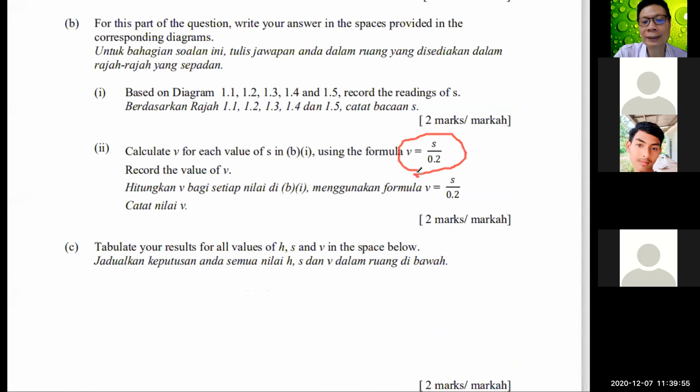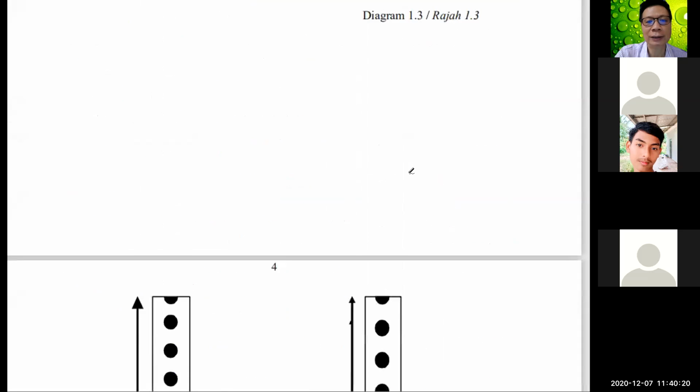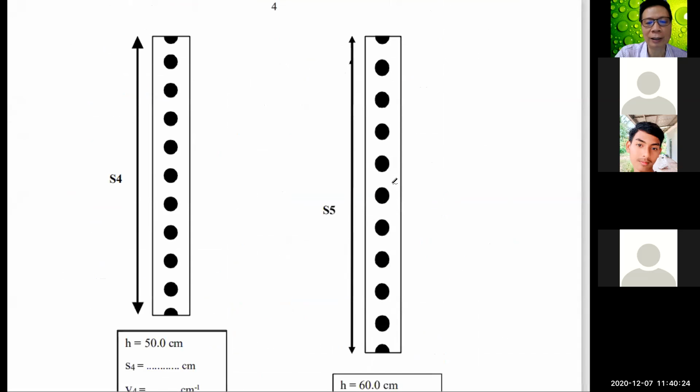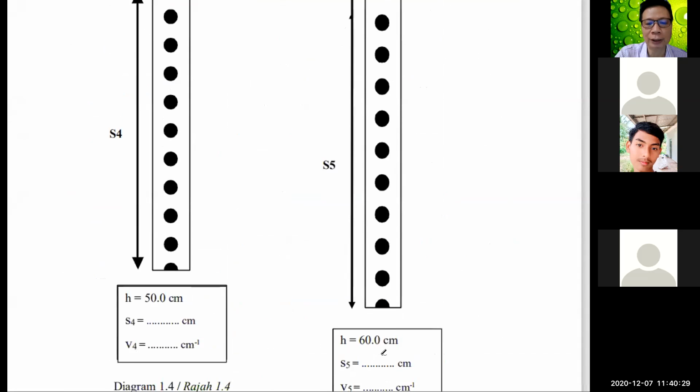Take S divided by 0.2. Take the length you measured just now, divide by 0.2. Understand? Divide by 0.2 to get the speed. Understand, everyone? So just follow the instruction from the question to find the speed. You take length divided by 0.2 time to get the speed. So for all this, 1, 2, 3 here, 4 and 5 is here. All the values, you get it measured and calculate the speed.